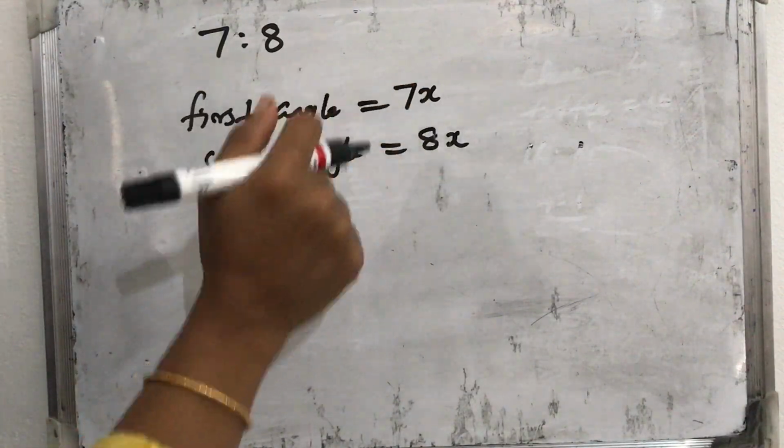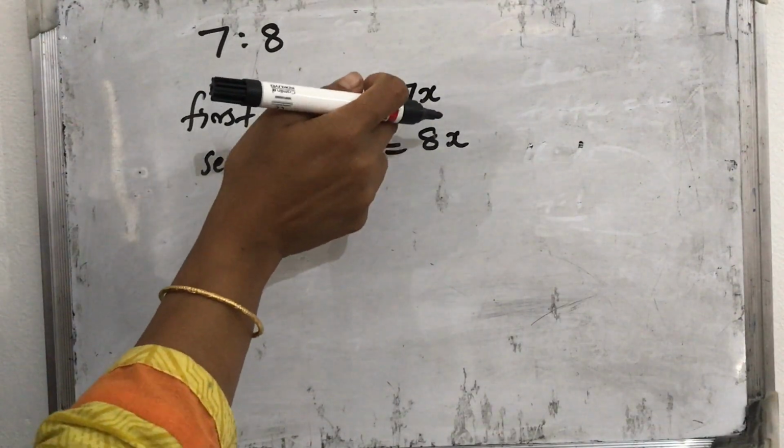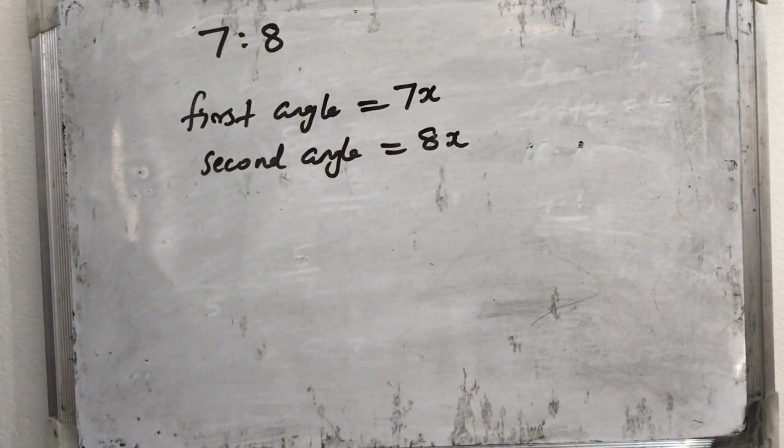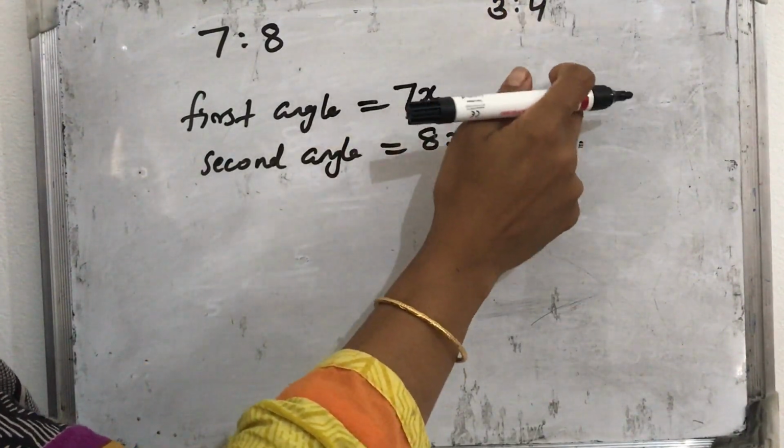Why did we select 7x and 8x? Because the ratio is given 7:8. That's why we take it as 7x and 8x. If the ratio is 3:4, how will we take the angles? 3x and 4x, like that.